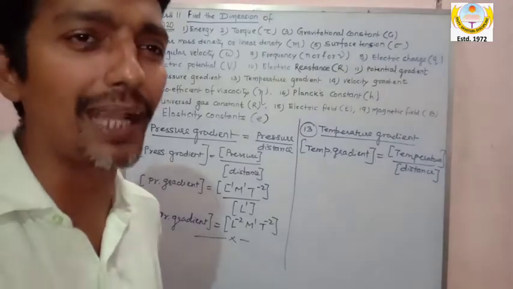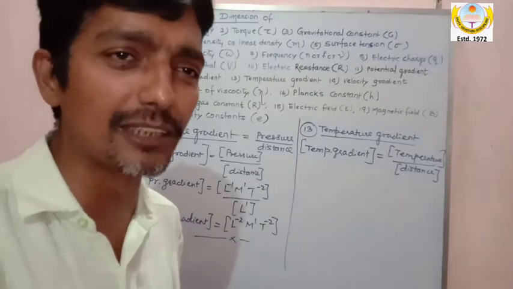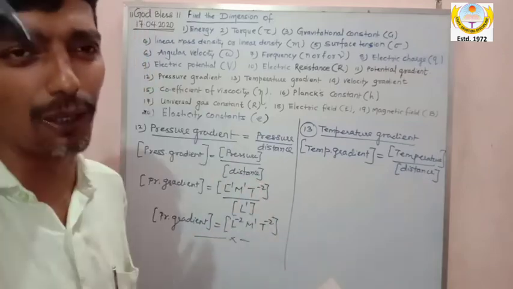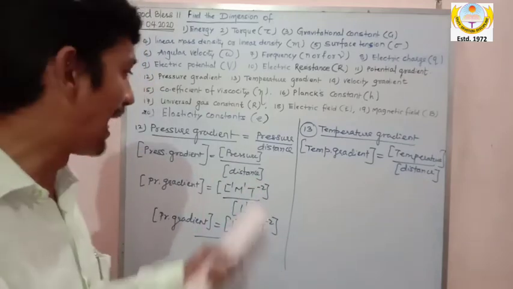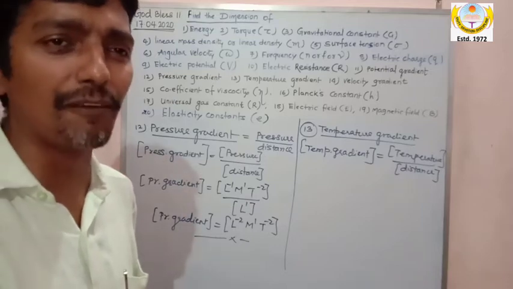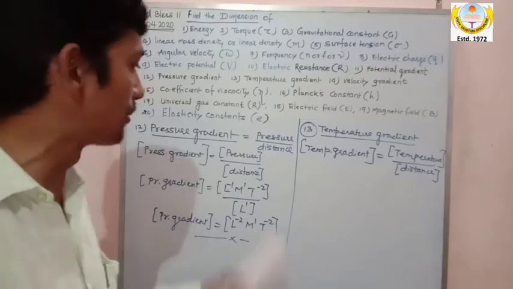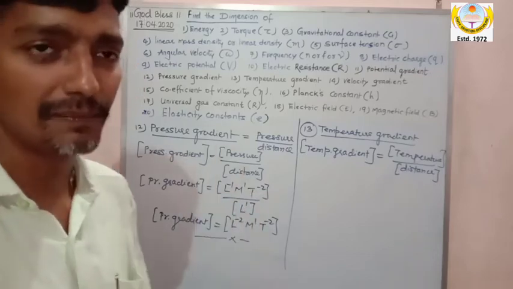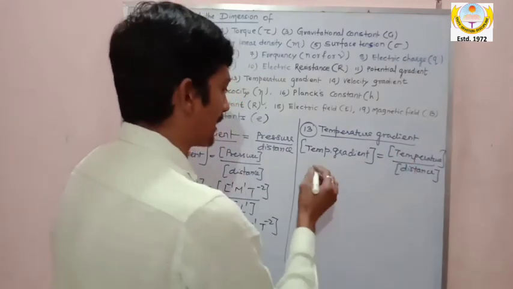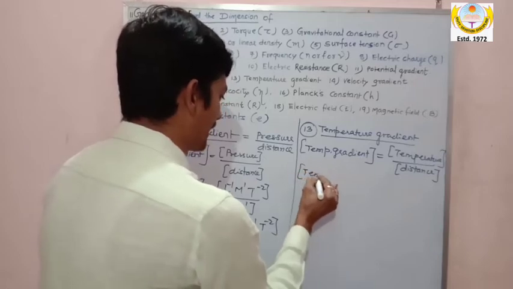Pressure is force upon area. Then force is converted into fundamental, area is converted into fundamental. I don't want to repeat all that now. Here I have directly substituted the dimension of pressure, because as the chapters go further, my dear, you should have more maturity in substituting the dimension directly. Now here temperature is fundamental and distance is fundamental. So what is the dimension for temperature gradient?